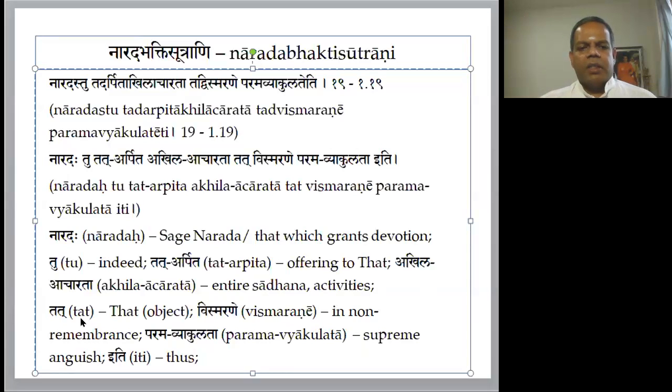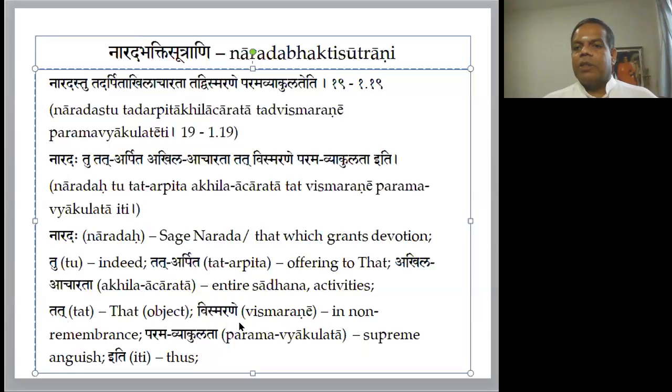So we will go to the next word. Again, the word tat comes. Tat vismarane. Again, that. Tat is that. Brahman is that. Also, this offering of everything to the Lord can be said to be that. That's the sadhana of offering everything to the Lord. That also can be said to be that. Or we can say that is the Lord.